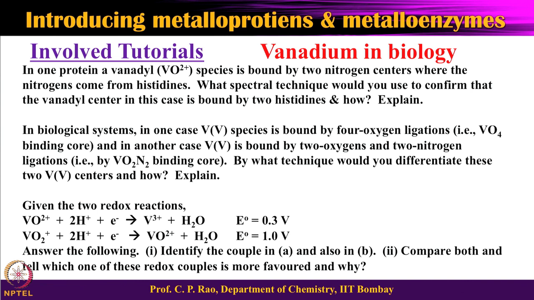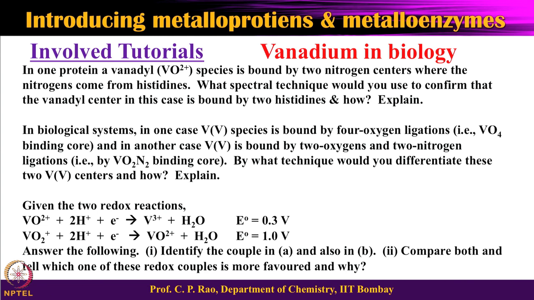The same kind of question has come earlier in a different form. So, the answer is the same. Let us come to the next question. In biological systems, in one case the vanadium 5 species is bound by 4 oxygen ligands, a VO4 binding core. In another, the vanadium 5 is bound by 2 oxygens and 2 nitrogen ligands, a VO2 N2 binding core. So, what is the technique that you would use to differentiate this?